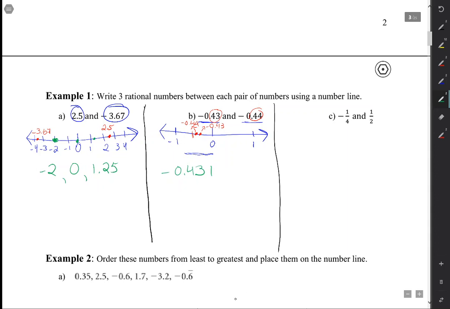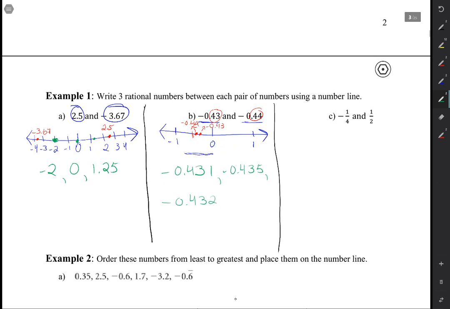-0.431, because that's going to be in between those two numbers there. We could also have -0.435. That's in between those two. And we could also have -0.432. Okay, so there's 3 numbers. They're rational because they're decimals that terminate. The decimals don't go on forever. And they're in between those two decimal points. That one is a little bit trickier.